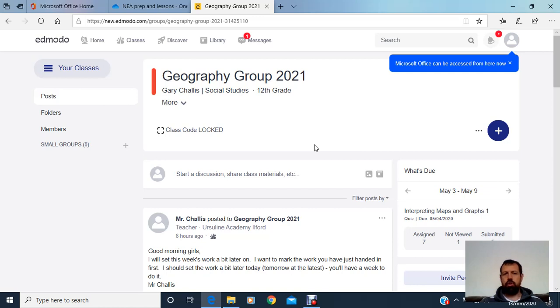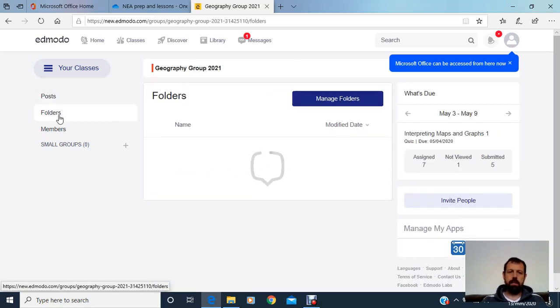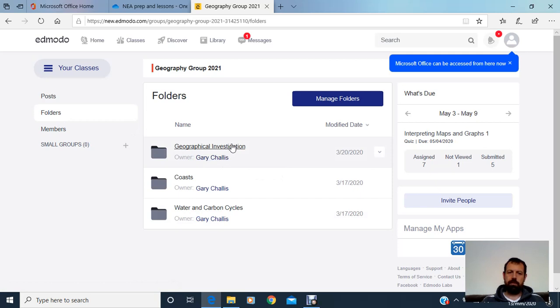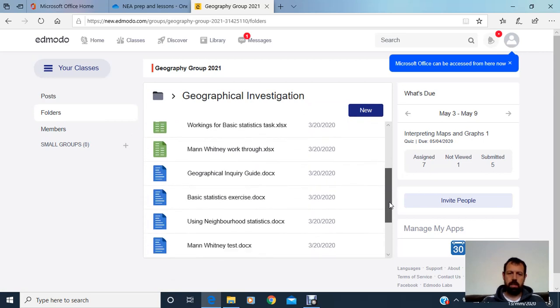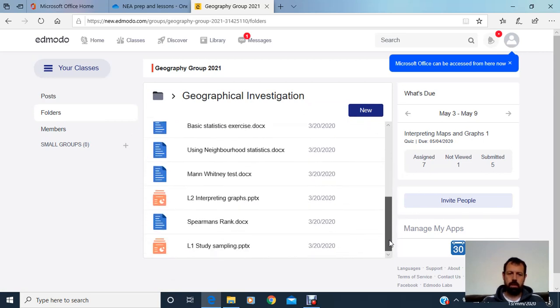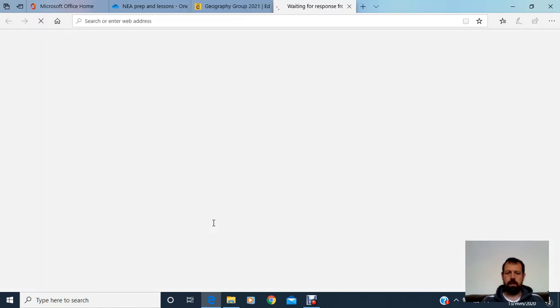So on to what I want you to try and do this week. Again, this is new for some people, but if you've done statistics, or often psychology students, maybe you have seen some of this before. It's something called Spearman's rank. So the first thing you need to do is go to Folders, Geographical Investigation, and then the document you want, just the one this week, is the Word document. There it is, Spearman's rank.